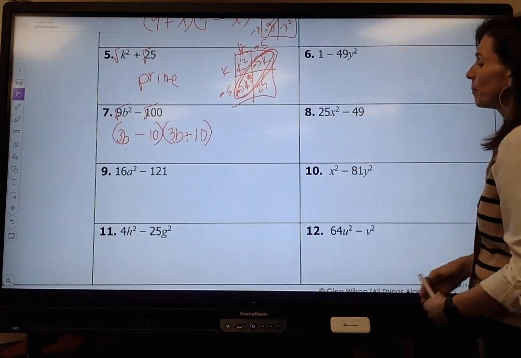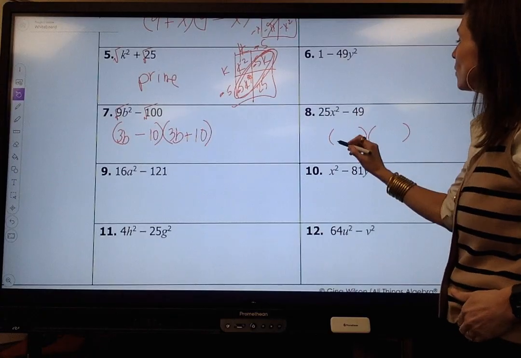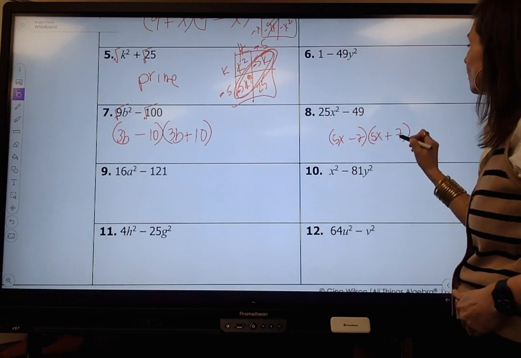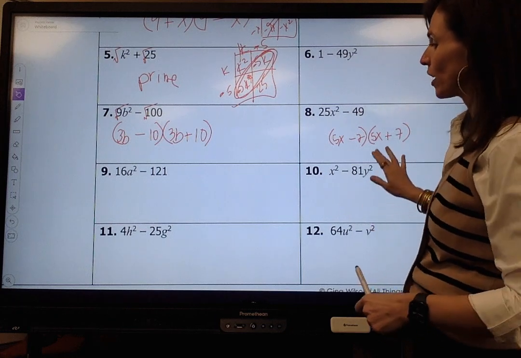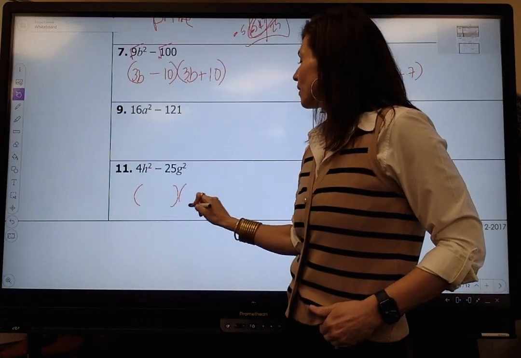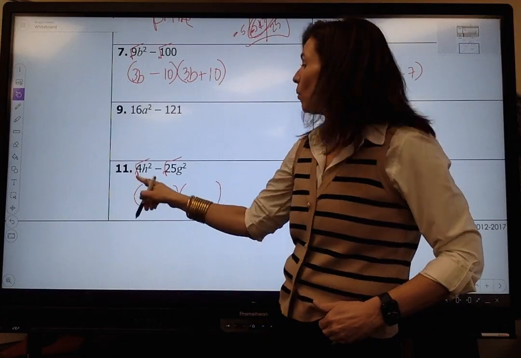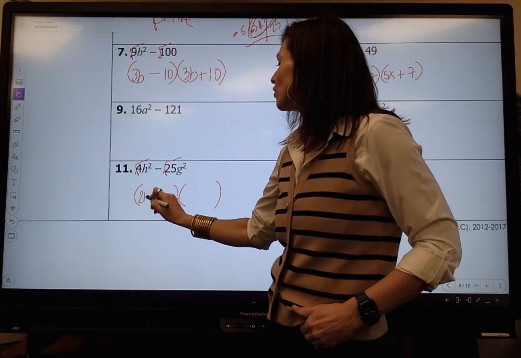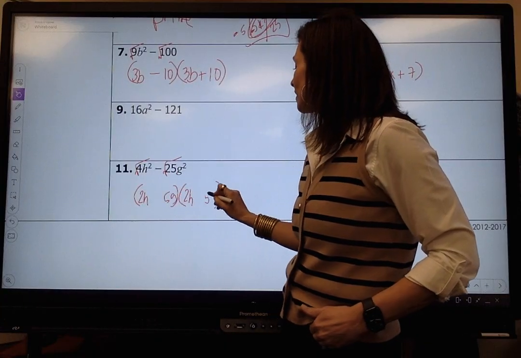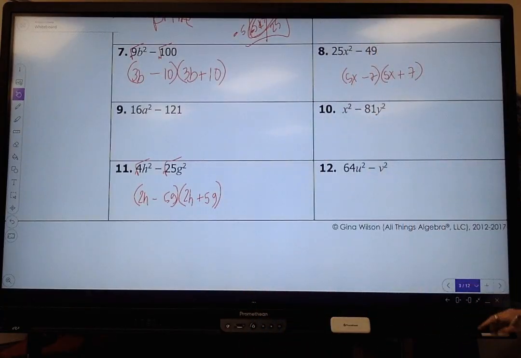Look over here at number 8. No GCF. It does fit the form, so I'm going to do a 5x, 5x, a 7 and a 7, one's negative and one's positive, and of course you can check your answer on these. Okay, let's look at number 11. Does it fit the form? Yes, yes, and it's negative. What is the square root of 4h squared? 2h, so that's going to go in the first section. 5g, that's the second section. One's negative, one's positive. Okay, let's take a look at the next page.